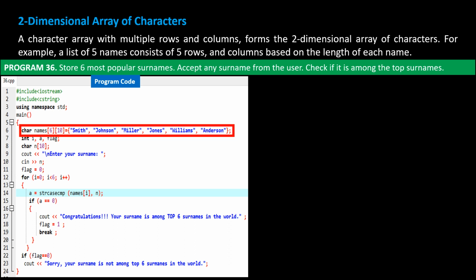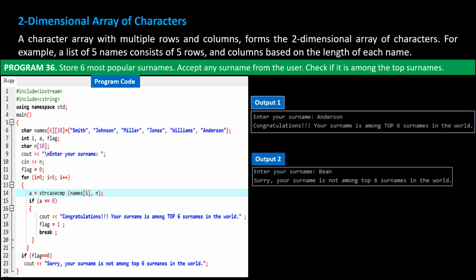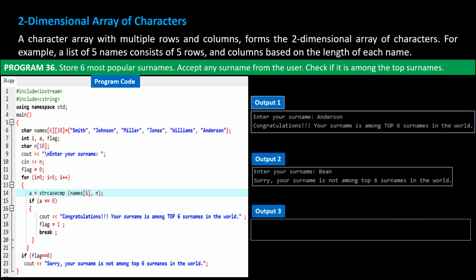On line 6, we declare the 6 most popular surnames. Using the for loop, we check if the entered surname matches any of the declared surnames, and then prints the result. Check results of output 1 and output 2. In output 3, I entered Smith with small letter s. Note that in line 14, I used the strcmp function.